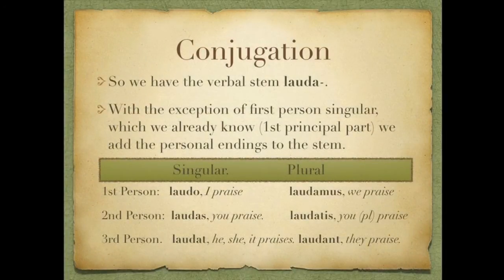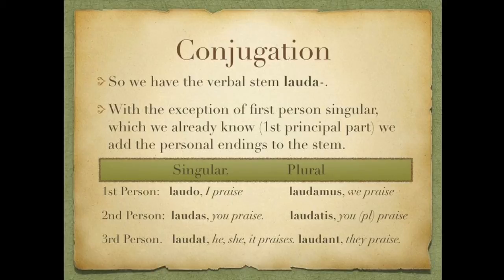So we have our verbal stem lauda, and with the exception of the first person singular, which we already know through the first principal part, all we do is just add the personal endings to the stem. So we get for first person singular laudo, which was already given, I praise. Second person singular, we would end up with laudas, you praise. Third singular, laudat, he, she, or it praises.